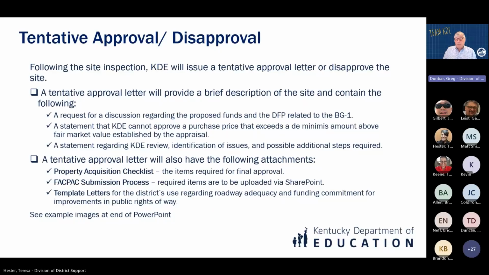We've recently changed the format that we use. The letter itself is rather general. However, it will have the following attachments: a checklist that identifies the items that are required for final approval. It'll have an attachment talking about the fact pack submission process and how those documents are to be uploaded to the SharePoint site. It will provide template letters for the district's use regarding roadway adequacy and funding commitments for the improvements in the right-of-way. Next slide, please.